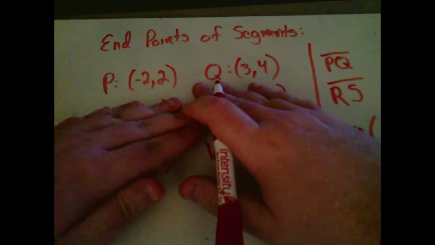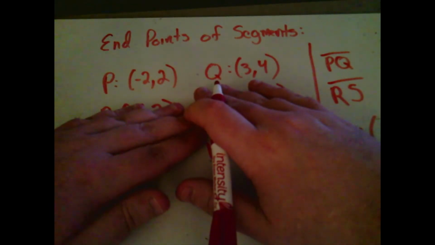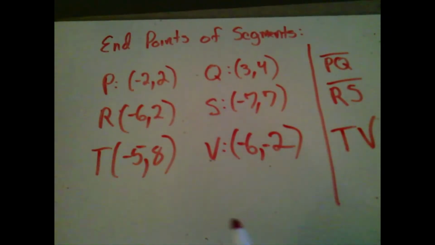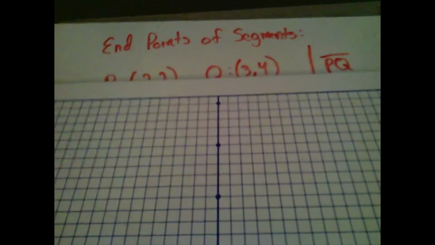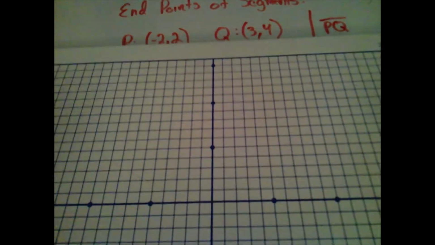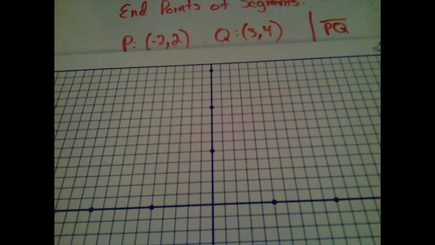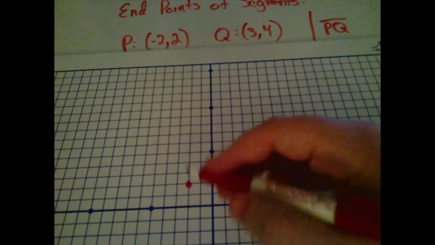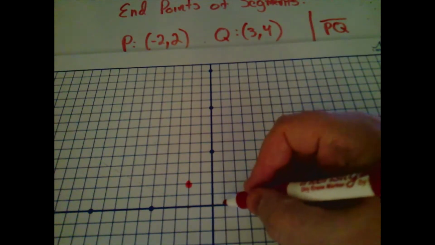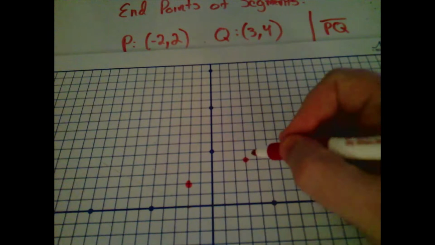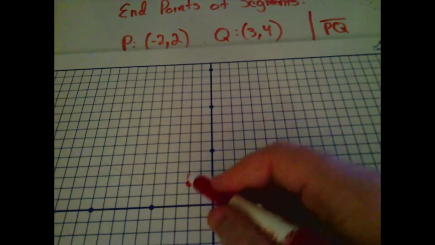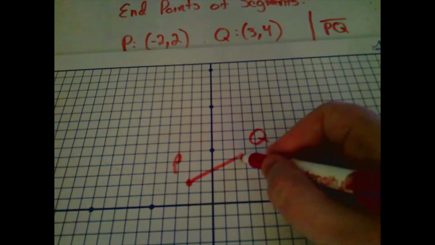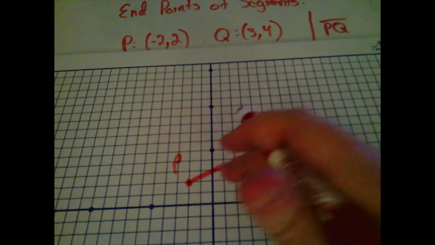Let's take a step back and look at this top one, the segment PQ, the joint between the spot P and spot Q. PQ. The first point there is -2, 2. And the second point is 3, 4. We have a segment here. This is point P. This is point Q. And the segment is PQ. And that is the line.